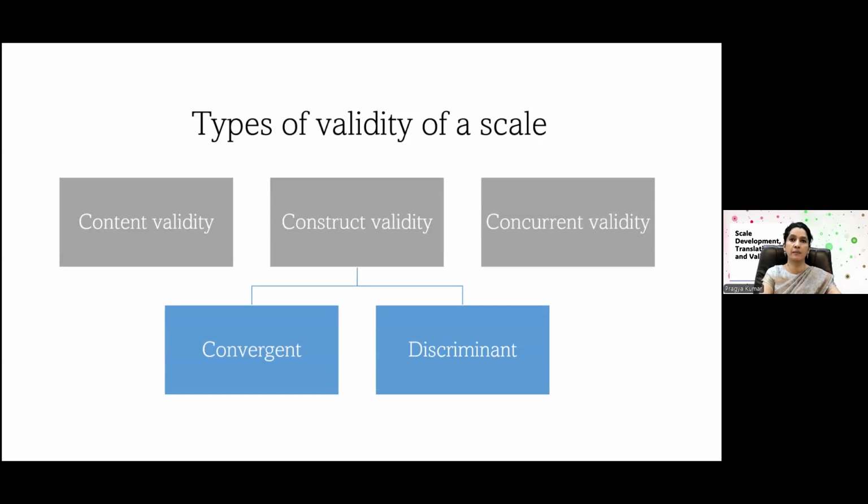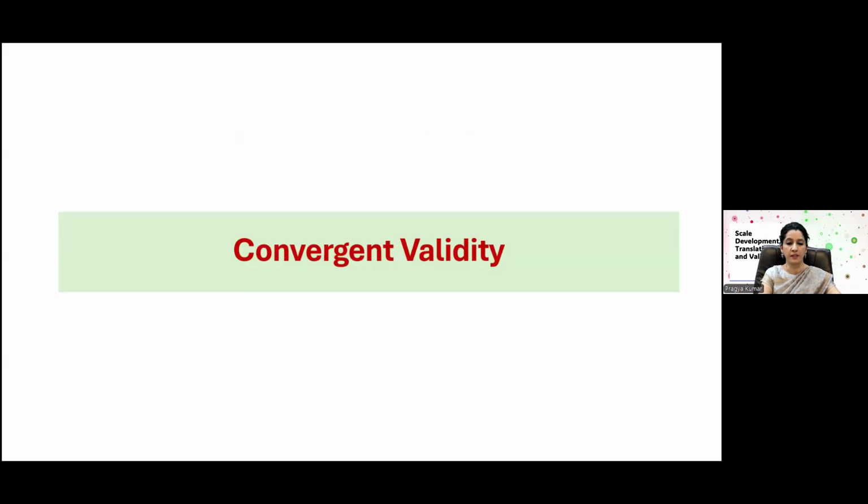So we'll see one by one what the measures in confirmatory factor analysis are to check for convergent and discriminant validity. So coming to convergent validity first. What do you mean by convergent validity? Yes, anyone? What do you mean by convergent validity?